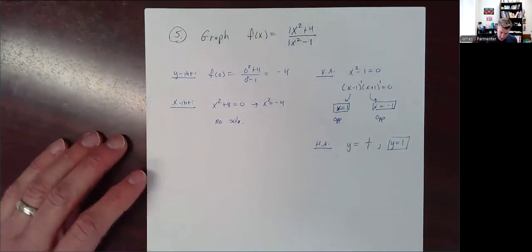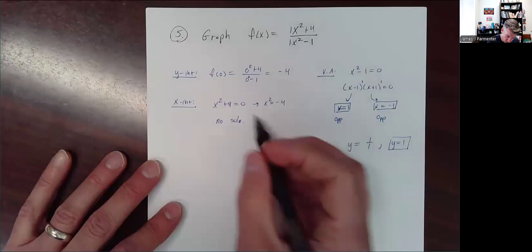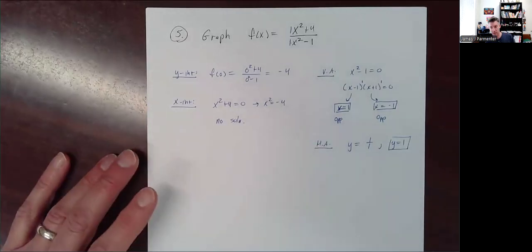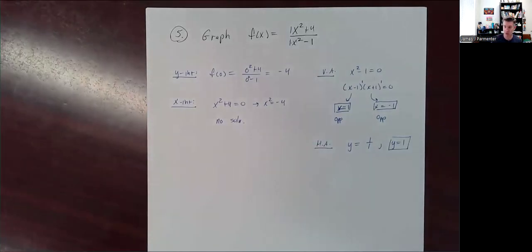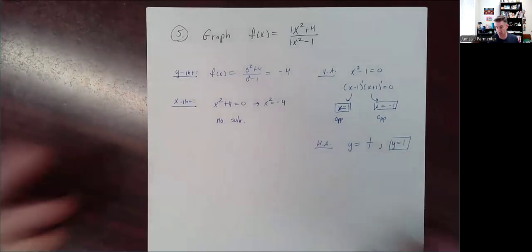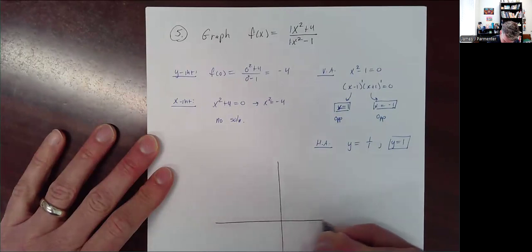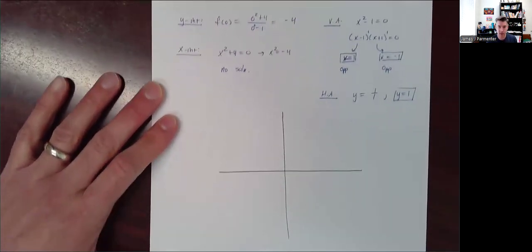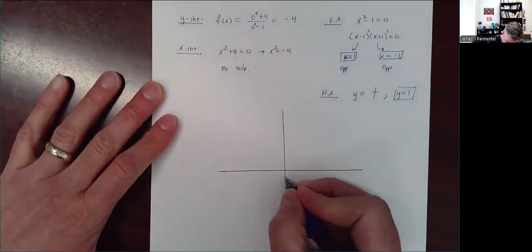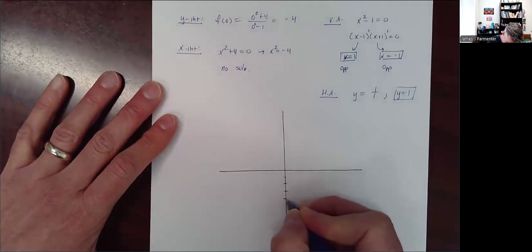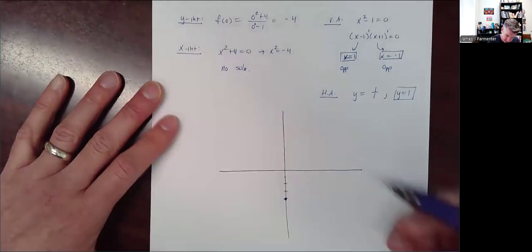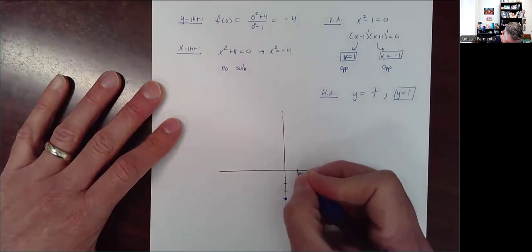That's all there is to say about that. I was going to say that we need to check whether the x-intercepts bounce or cross. But we don't have any x-intercepts, so nothing to check there. So that means this graph never touches the x-axis. Okay, that's fine. So let's see. We've got a y-intercept of -4. We've got no x-intercepts. We've got vertical asymptotes at 1 and -1.